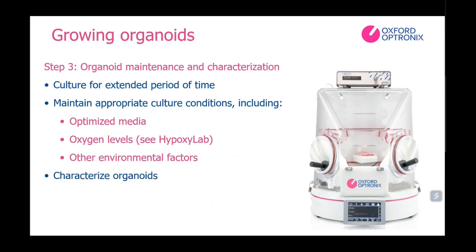At this point, organoids are typically cultured for an extended period to allow for the maturation and development of complex tissue structures. During this time, they are maintained in appropriate culture conditions, including optimized media, oxygen levels, and other environmental factors, which, on a side note, we can help with using our hypoxia workstation pictured here. Finally, organoids can then be characterized using various techniques, such as immunohistochemistry, gene expression analysis, functional assays, and imaging methods, and really we can do all of this to confirm their organ-specific characteristics, functionality, and resemblance to the target organ.